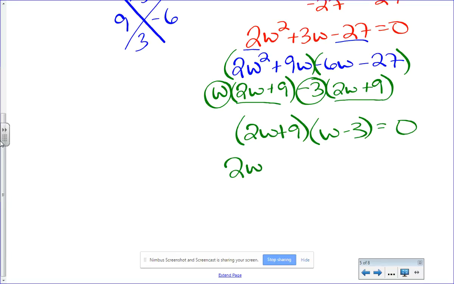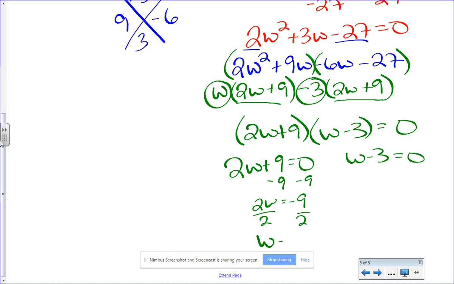Once we get here, we're going to set each part equal to 0. So if I subtract 9 from both sides, I get 2w equals negative 9. If I divide by 2, I actually get negative 4.5. And normally we use improper fractions for these, but you can go ahead and get a decimal with the application problems. For the second one, we're going to add 3 to both sides. So we get 3 for our second option. Since we have a negative, we're going to eliminate this negative 4.5. And that tells me my width is 3 meters.